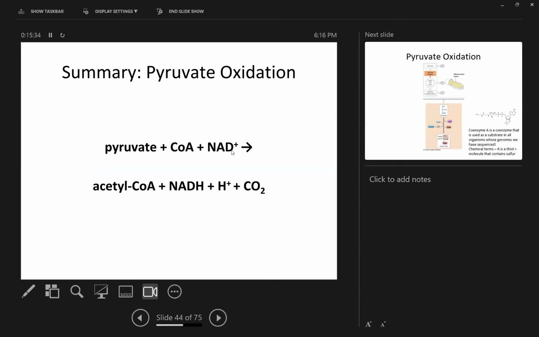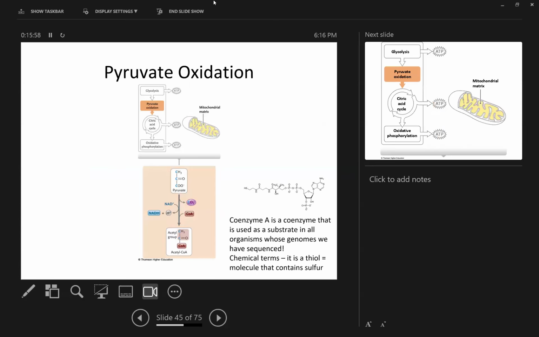All right, and then this is just, I don't find these little equations super helpful, but this is just showing you start with pyruvate and there's a coenzyme A floating around and an oxidized NAD. For oxidation at the end, you'll have acetyl-CoA, a reduced NADH, another hydrogen, and carbon dioxide. Okay, so pyruvate oxidation happens right after glycolysis, but right before Krebs.